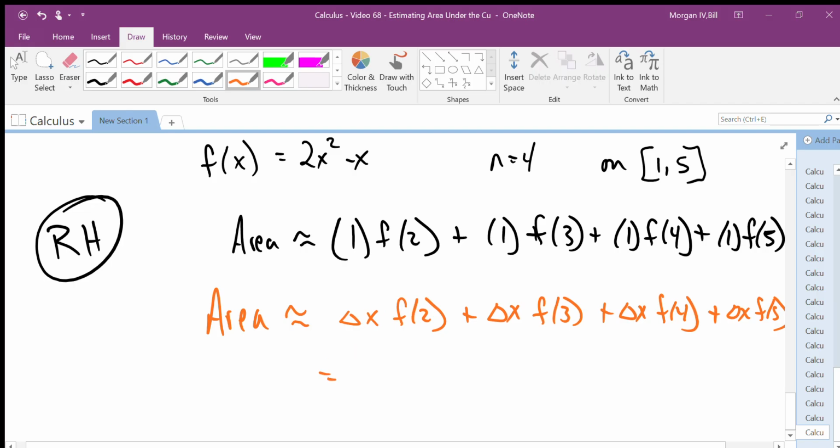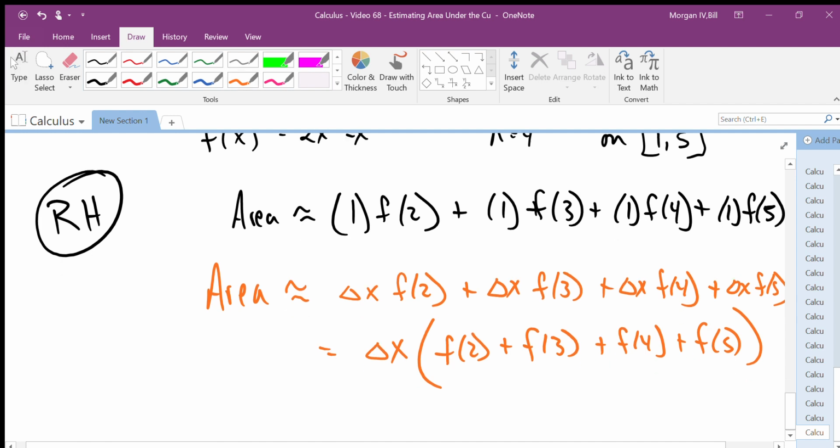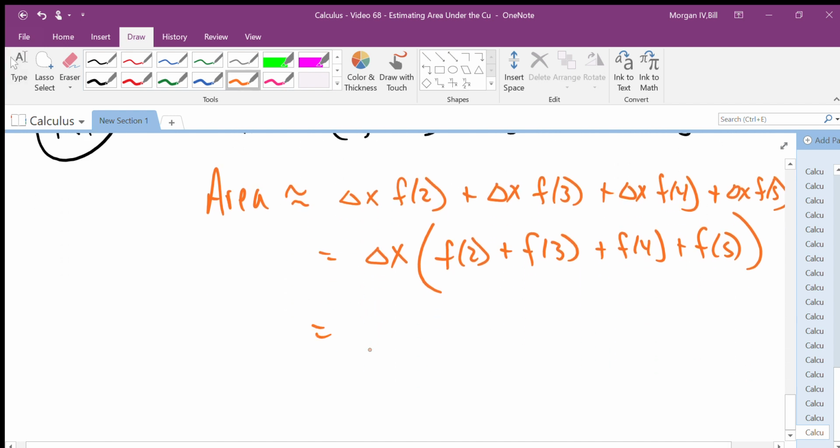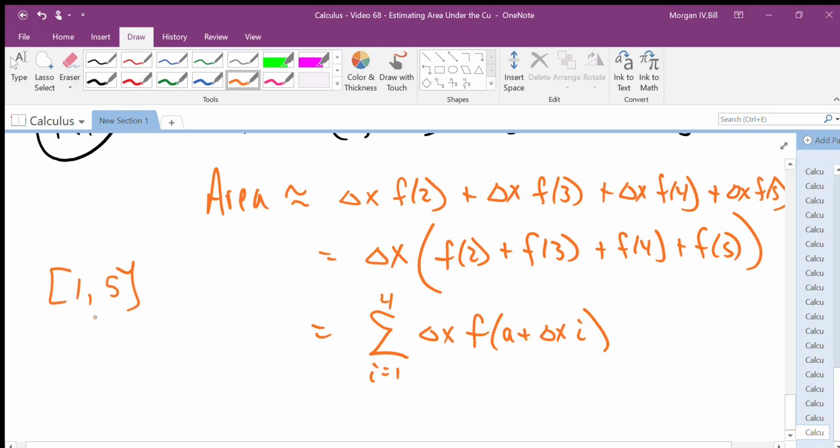What I can do is each term has a delta x in it, so I'm basically factoring out the delta x, leaving me with f of 2 plus f of 3 plus f of 4 plus f of 5. Right? Every term has a delta x in it. So this can be equal to the sum of delta x times f of A plus delta x times I, as I goes from 1 to 4. This is really the same thing. This is delta x times A, in our case A is 1, right, because we had the interval from 1 to 5. That's like saying from A to B.